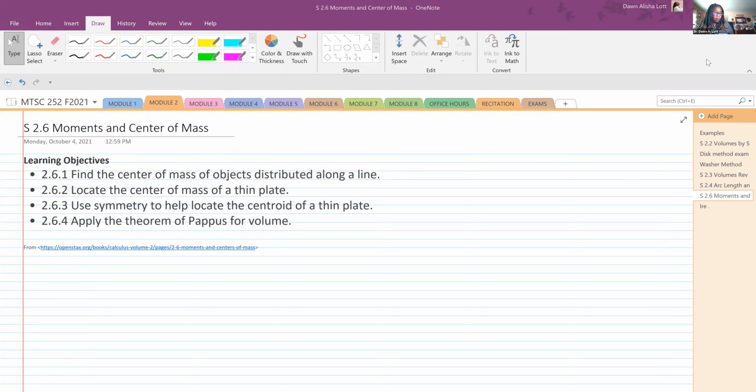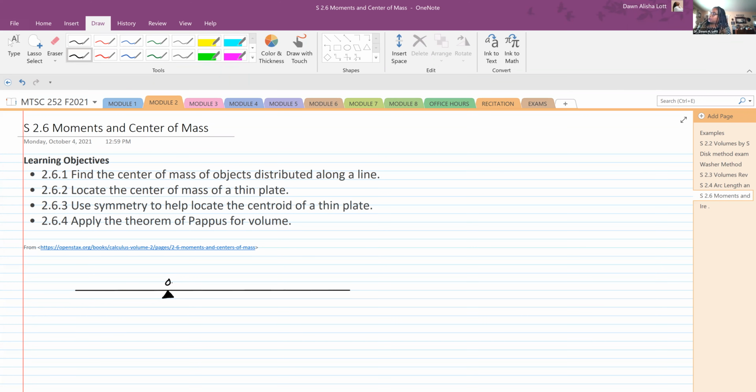Okay, so I want to start off very simply talking about masses along a line. And if you think of this as very similar to a seesaw, then you can really understand the concept. Okay, so there is what we call a fulcrum. I'm going to make my little fulcrum right here. It is a little triangular thing. And I'm putting my fulcrum right now at 0.